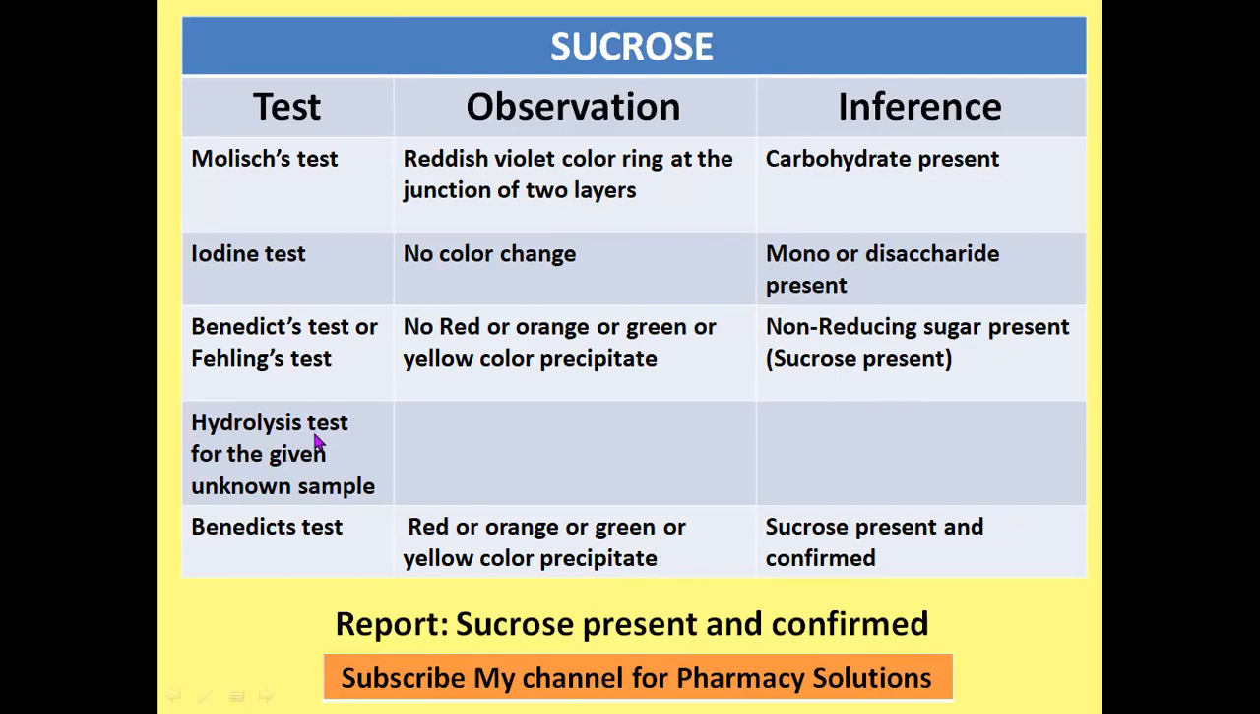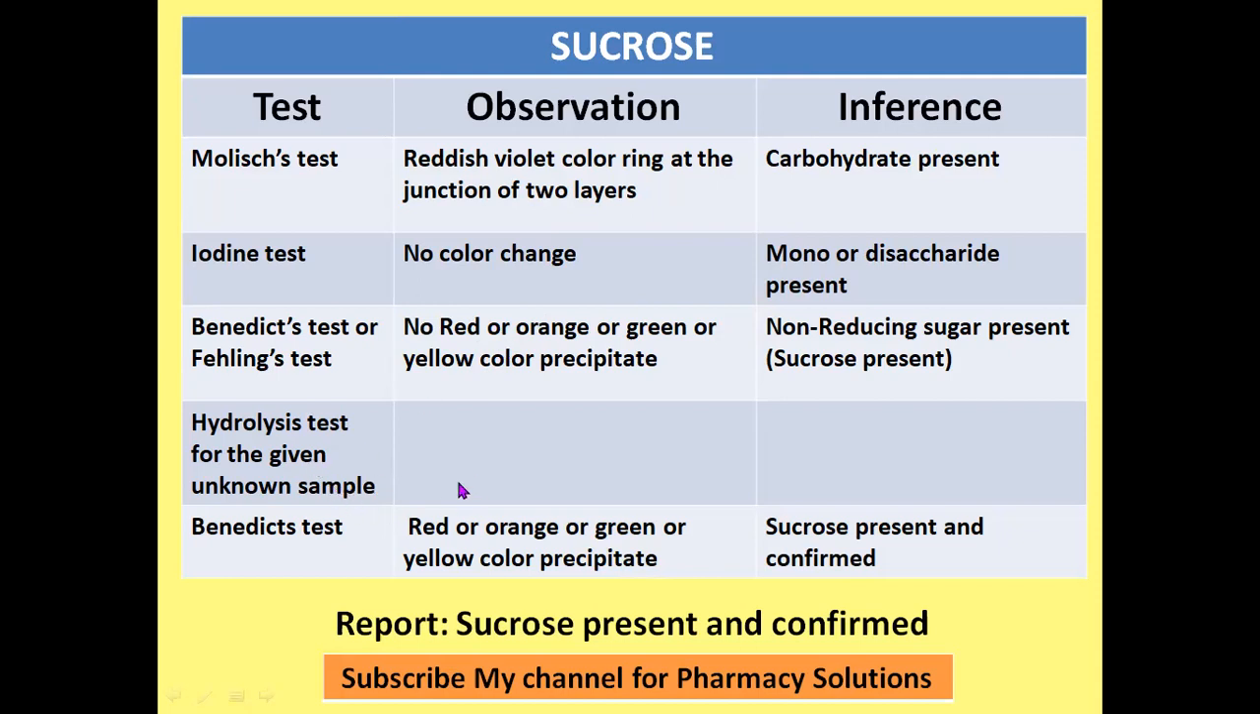For that sample, you do a hydrolysis test: hydrolyze the given sample, take 2 ml of the hydrolyzed sample and do Benedict's test. You will get a red, orange, green or yellow precipitate, which was not seen earlier. Earlier, sucrose, which is made up of glucose and fructose, had a linkage between the ketone group of fructose and the aldehyde group of glucose. That's why it is non-reducing.